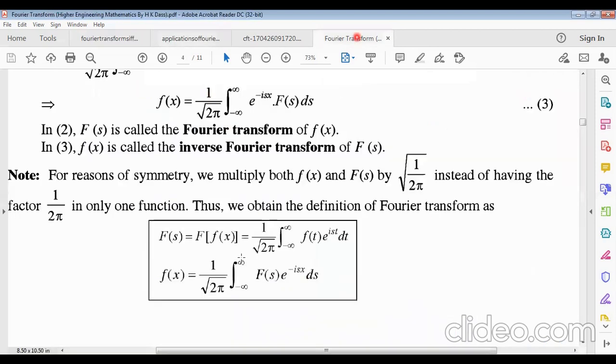So this is the main formula for Fourier transform: F of s equals 1 by root over twice pi, integral from minus infinity to plus infinity of f of t e to the power ist dt. This is the Fourier transform of f of x, and this is the inverse Fourier transform of f of s.